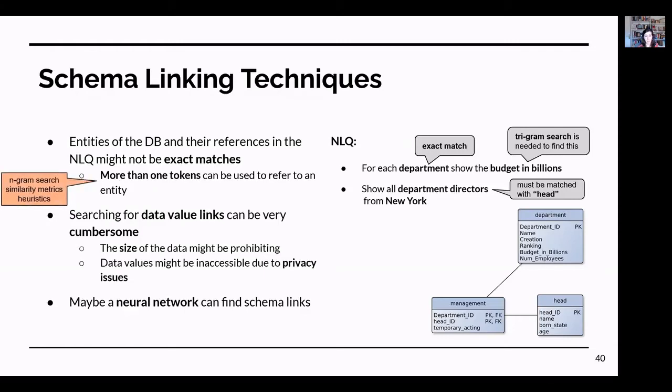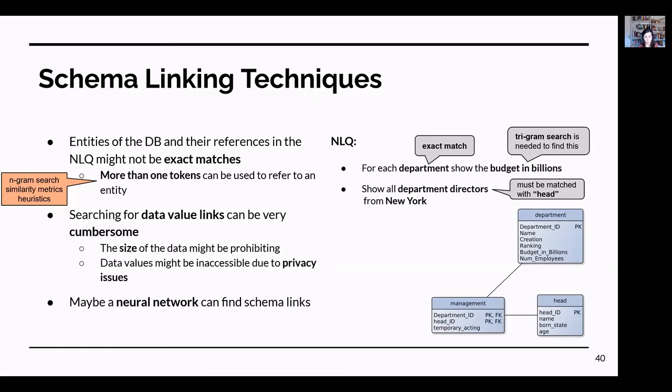So in the case where we do not have exact matches between query elements and database schema elements, approaches that are appropriate for this problem are n-gram search, use of similarity metrics, heuristics, or even external databases or knowledge bases, for example, WordNet, which is a very popular example.